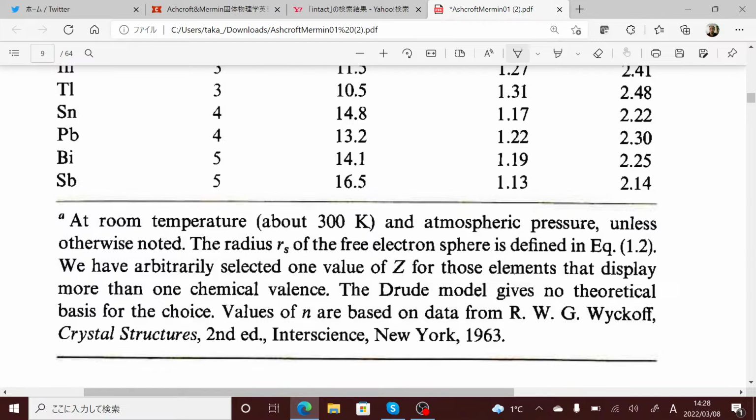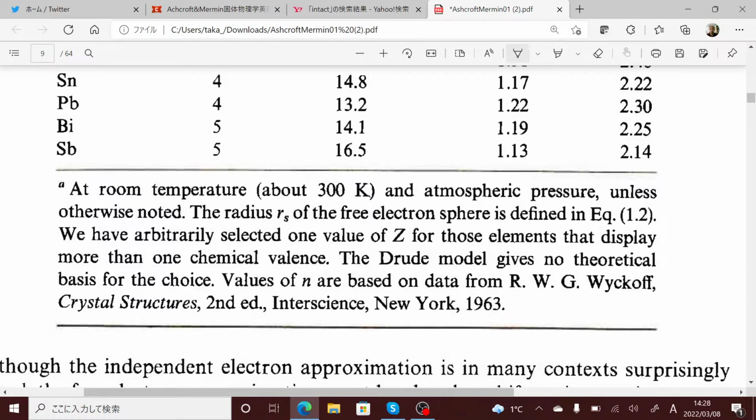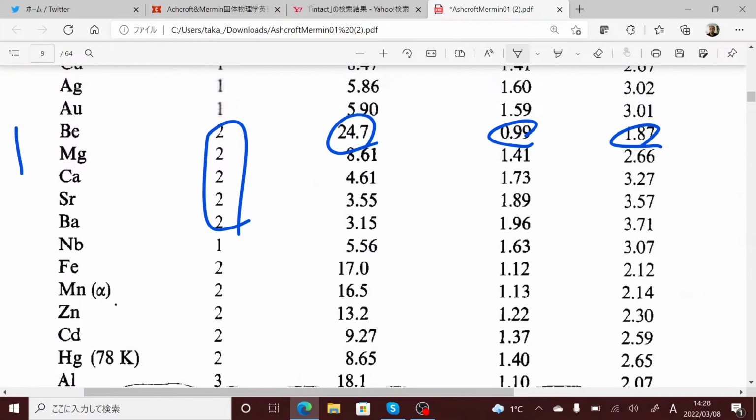Values of n are based on data from R.W.G. Wyckoff, Crystal Structures, 2nd edition, Interscience, New York, 1963.